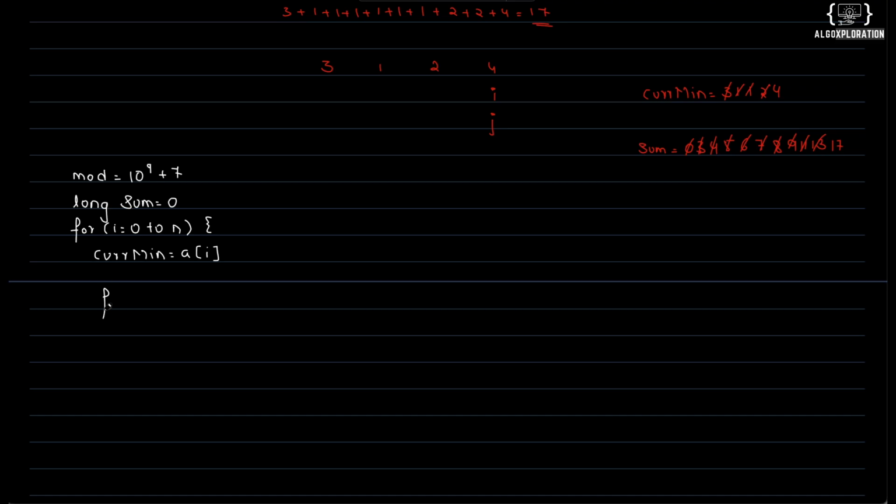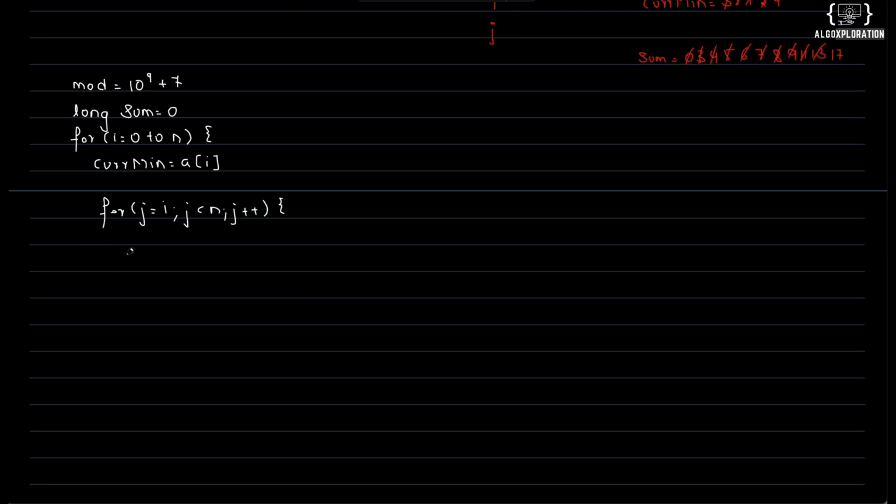Okay, now for j equals i, j is less than n, j plus plus. So this is also going from i to n. Now if the current minimum is found to be greater than a of j, at that time we need to update it. So current minimum equals a of j. Okay, I hope you got it.